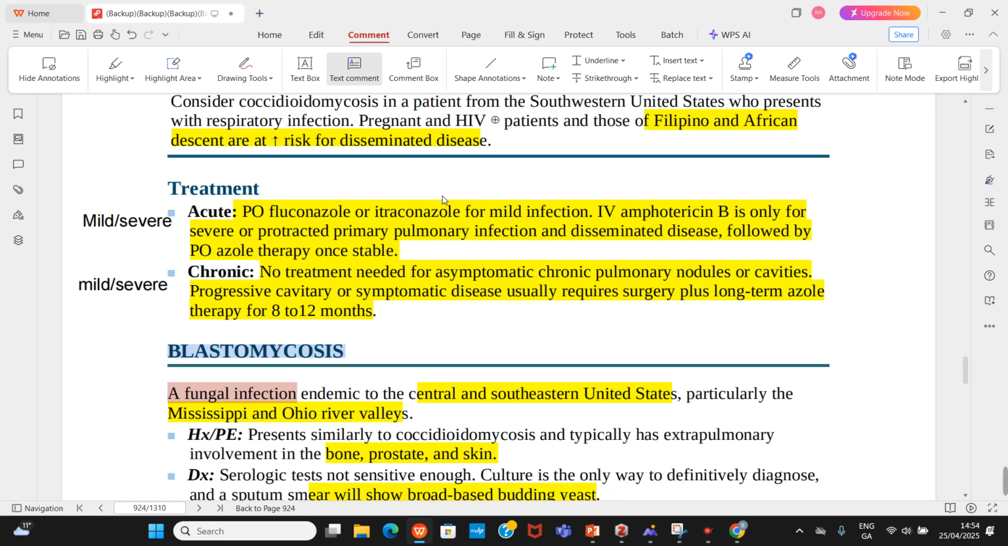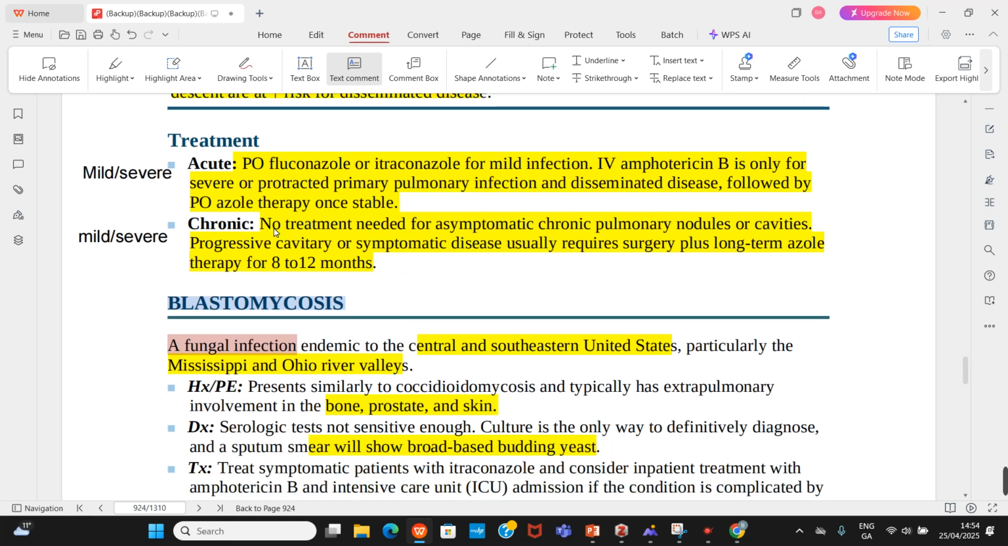So it follows almost a similar algorithm. If it's mild, nothing really severe, just mild, give supportive care or give itraconazole or fluconazole. But once it's very severe or it is disseminated, introduce your IV amphotericin B and follow up with what? The azole. If it's chronic, the only difference is that when we're doing the chronic one for histoplasmosis, we said we need to give itraconazole for like a year. But here, you might not give anything. If the person is having asymptomatic cavities or nodules, you might not need to do anything.